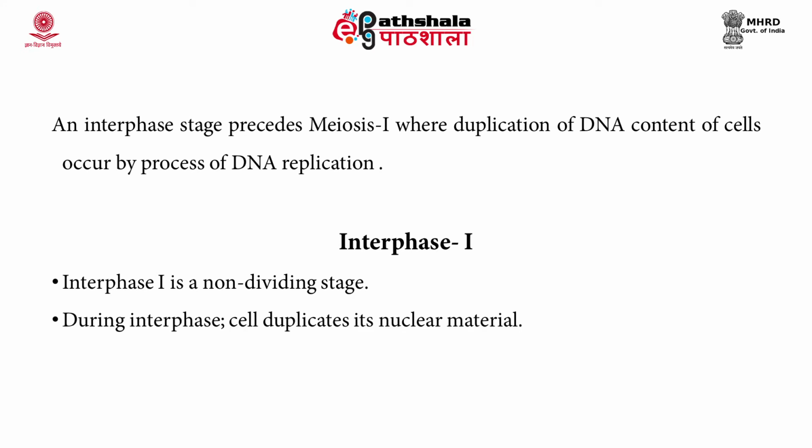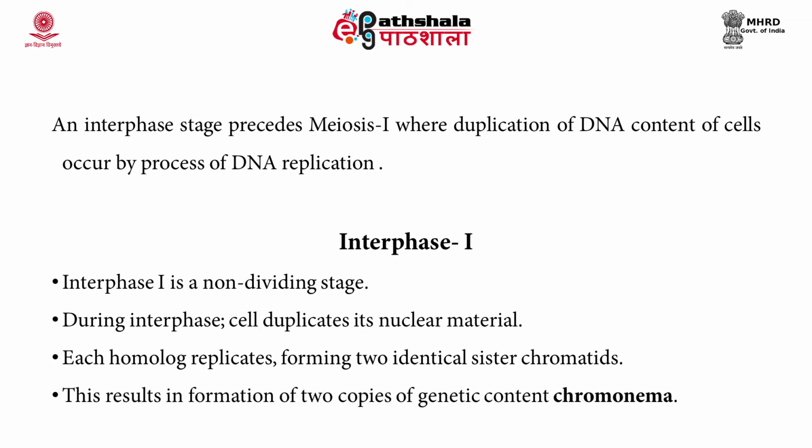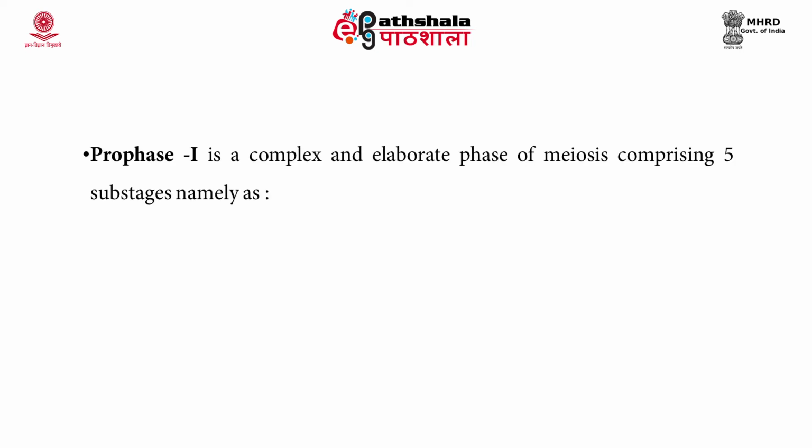Interphase I is a non-dividing stage. During this stage, the cell duplicates its nuclear material. Each homologue replicates, forming 2 identical sister chromatids. This results in formation of 2 copies of genetic content termed as chromonema.